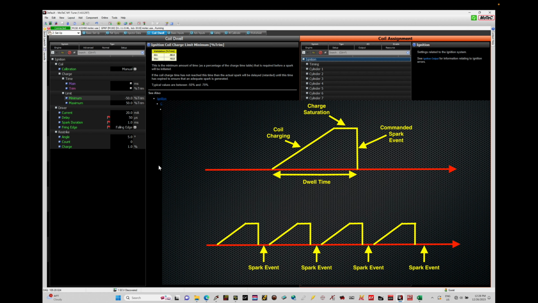We'll find that the coil dwell is very important to the specific coils that you're dealing with. If you have a coil that needs a longer dwell time and you don't provide adequate dwell time, you don't have as much spark energy. Likewise, if you have too much dwell time, you overheat the coil, and that causes the coils to fail.